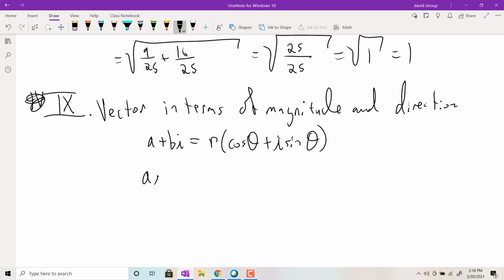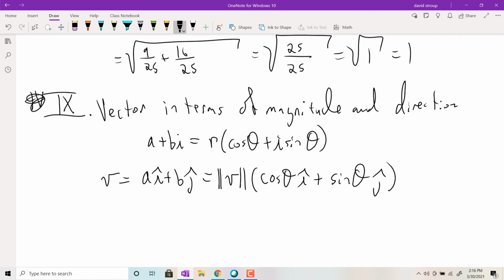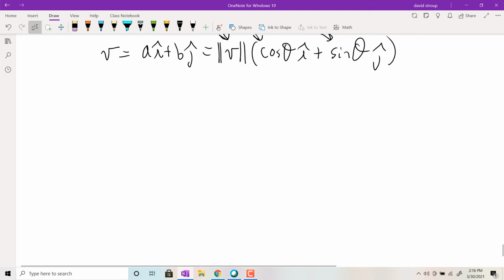So in our setting now, we have ai plus bj. Instead of r, we'll have the magnitude of this vector. So let's give this vector a name. Let's call it v. That's my cursive v. So it'll be the magnitude of v instead of r, times cosine of theta i plus sine of theta j. So you can kind of see how it's exactly the same thing, right? Let's make that a little bit more clear by going through the process again and how it worked.